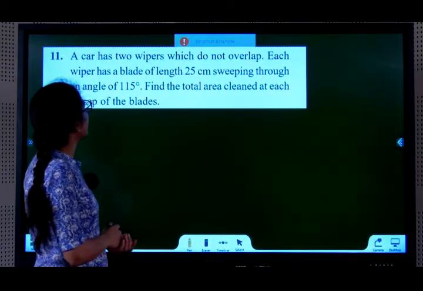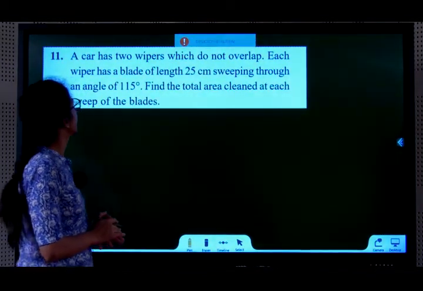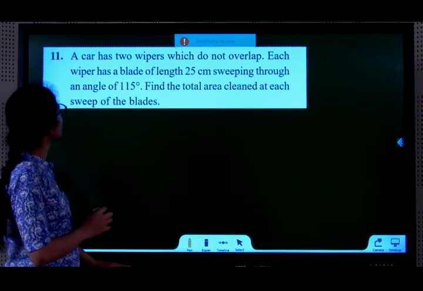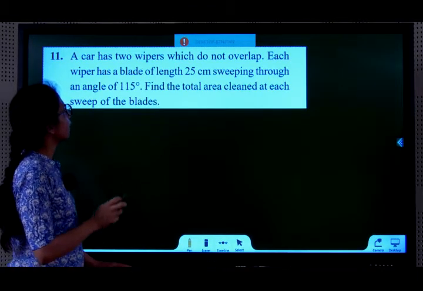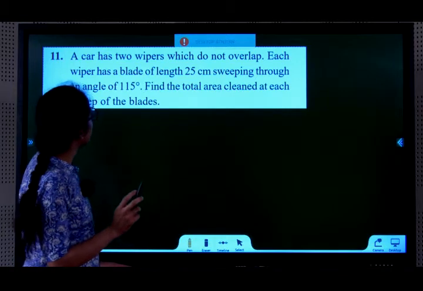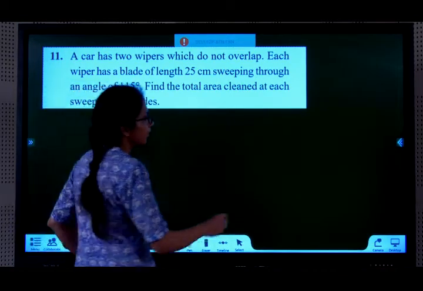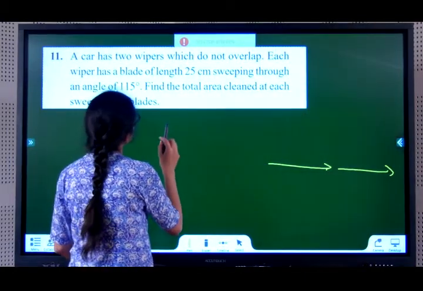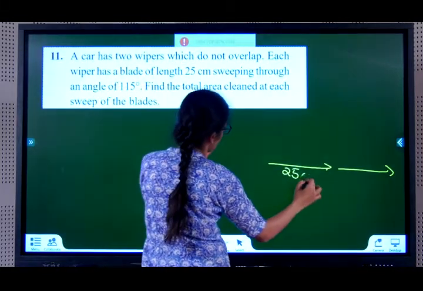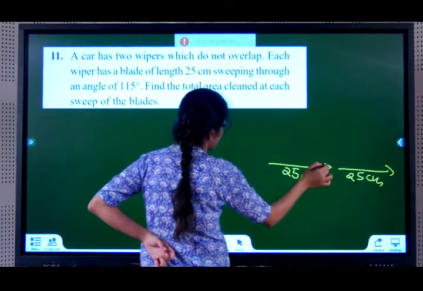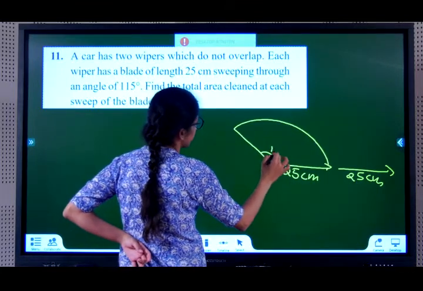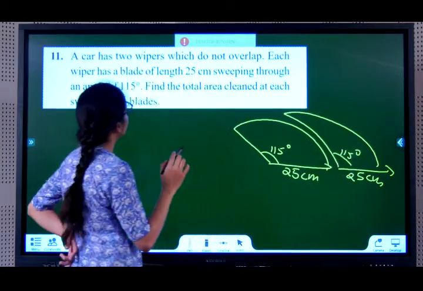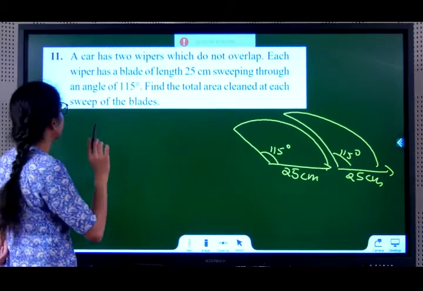Question 11. A car has two wipers which do not overlap. Each wiper has a blade of length 25 centimeters sweeping through an angle of 115 degree. Find the total area cleaned at each sweep of the blades. So there are two blades here. Both of them have a length of 25 centimeters and they don't overlap. They sweep an angle of 115 degree.